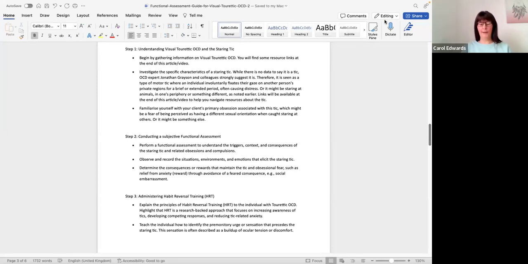Investigate the specific characteristics of a staring tic. While there is no data to say it is a tic, OCD expert Jonathan Grayson and colleagues strongly suggest it could be, so we treat it like that. Therefore, it's seen as a type of motor tic where an individual involuntarily fixates their gaze on another person's private regions for a brief or extended period, often causing them distress. Or it might be staring at animals in one's periphery or something different, as I mentioned earlier. Links will be available at the end of this video to help you navigate resources about the tic.